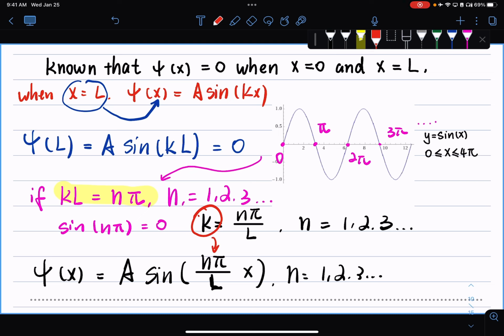All right, so we're halfway through. We got what k equals in my wave function. With me so far?